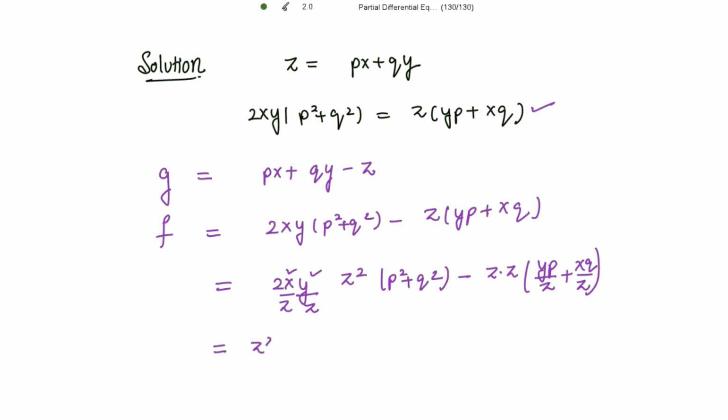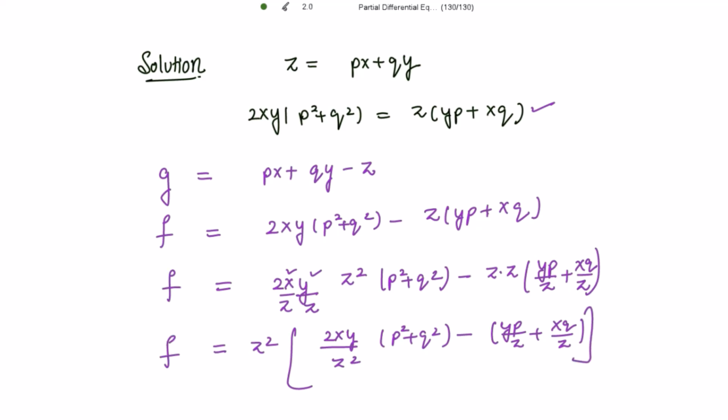Now I take z square common from these two terms. Here I am having 2xy divided by z square, and here p square plus q square minus yp divided by z plus xq divided by z. I hope it is very clear. Yes. Now if you notice, this is your homogeneous function having the degree 2. What do you mean by a degree? The highest power of the variable, right? So I'm having the degree 2. This is your homogeneous function in x, y and z, right?